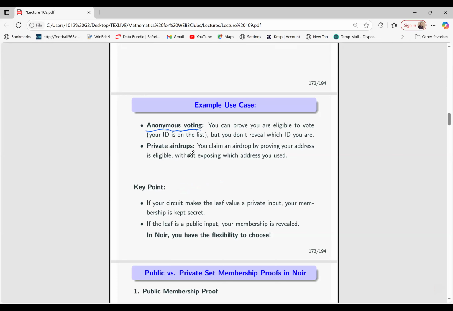Now, these are the key points. I just repeat to emphasize how you achieve privacy. If your circuit makes the leaf value a private value, then your membership will be secret.